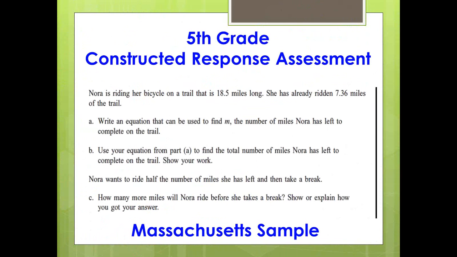Part C: Nora wants to ride half the number of miles she has left and then take a break. How many more miles will Nora ride before she takes a break? Show or explain how you got your answer. Very good question, but a lot of things for the students to think about. So once again, you could give certain students the entire question at one time, or you can break it up where maybe you do one part on one day and do the next part on another day and the third part on a third day.